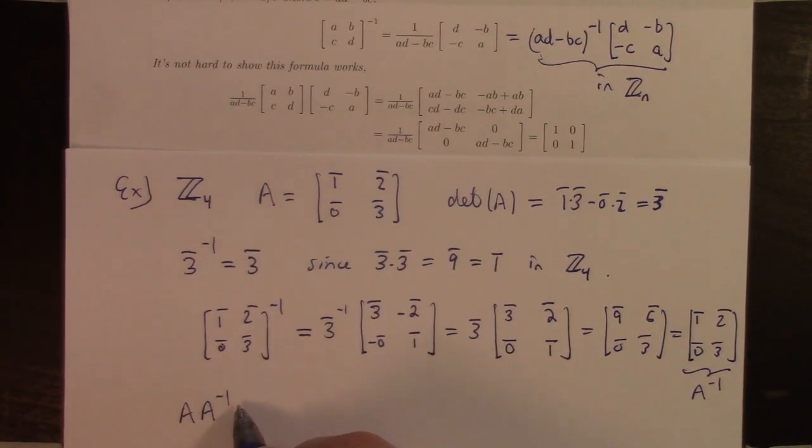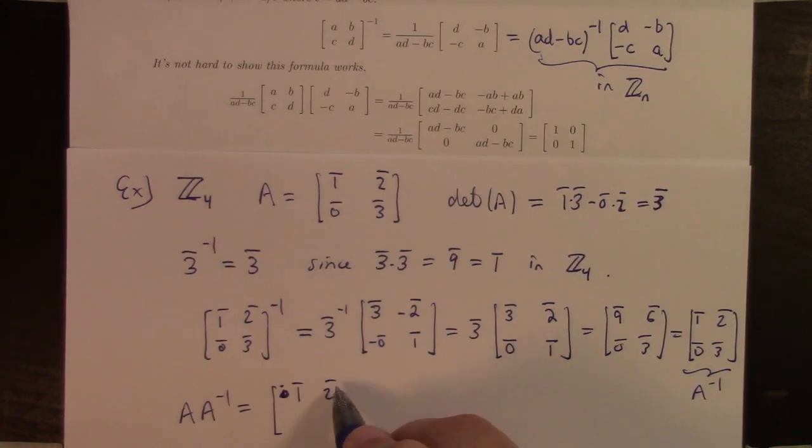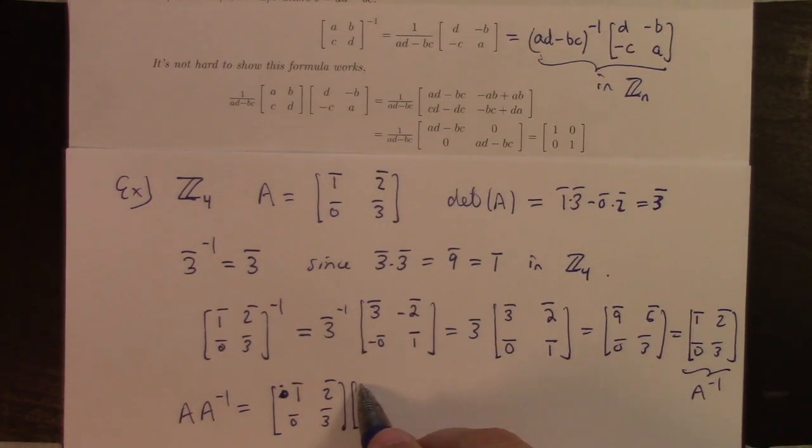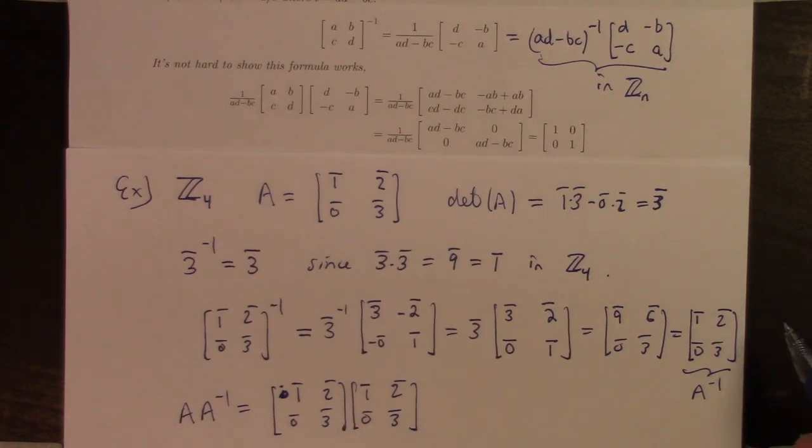A times A inverse, oops, sorry, I can't remember my matrix: 1 bar, 2 bar, 0 bar, 3 bar, times 1 bar, 2 bar, 0 bar, 3 bar. Whoa! Check it out. Apparently, A is its own inverse. Cool. Anyway, let's see if it works.